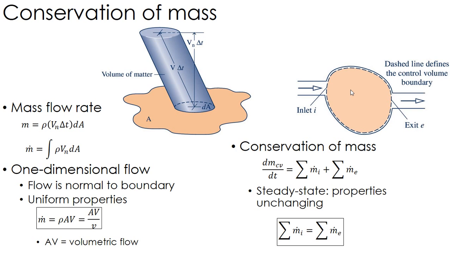Now, for the problems that we talk about here, we're talking about steady state, so there's no change in the properties. Once you get up to steady state, there's no change in mass as a function of time within the control volume. That goes to zero, and this is our conservation of mass principle: the mass flow in equals the mass flow exiting. That's for steady state, which is the type of problem we deal with here in thermodynamics.